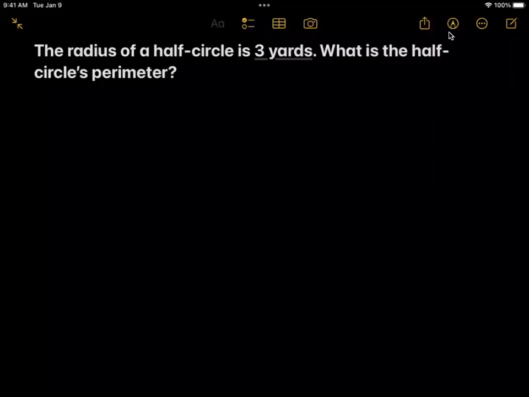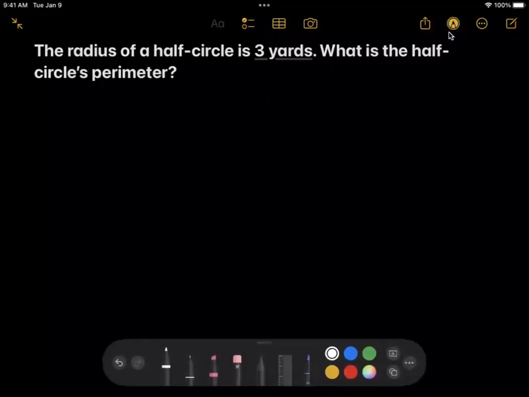Okay, so here is our example problem. The radius of a half circle is 3 yards. What is the half circle's perimeter? Okay, so let's draw this out. I think it'll help if we draw this.